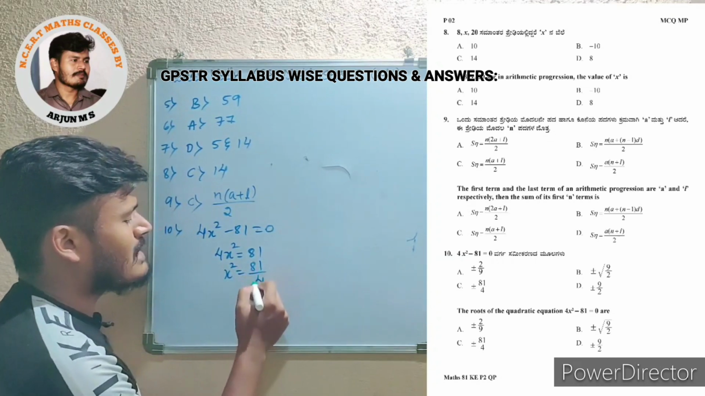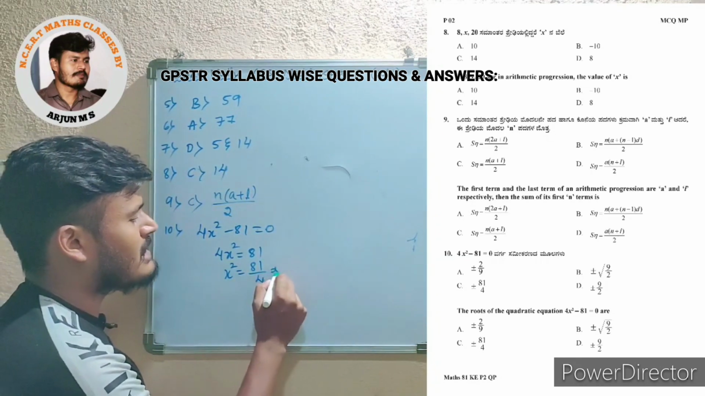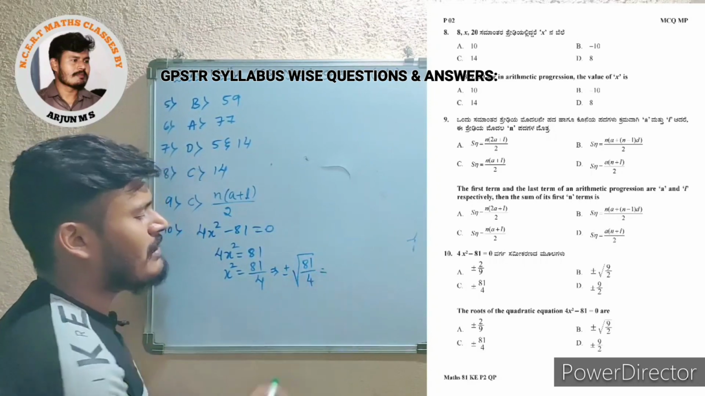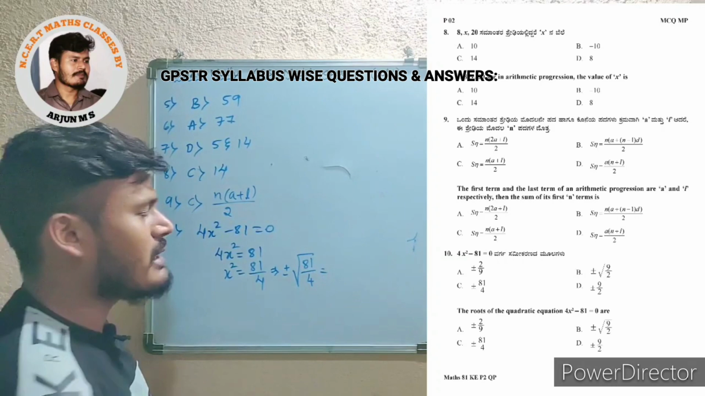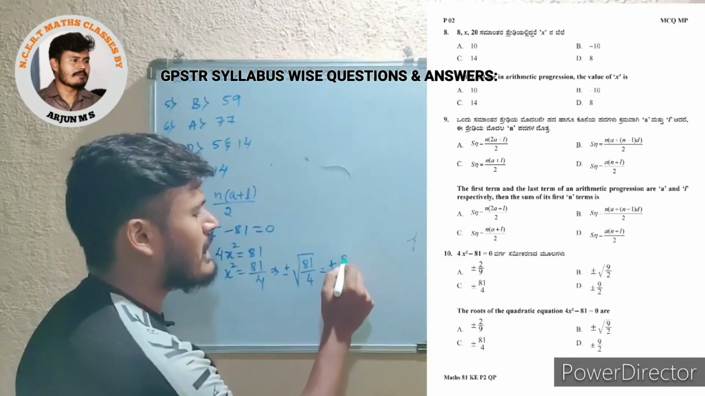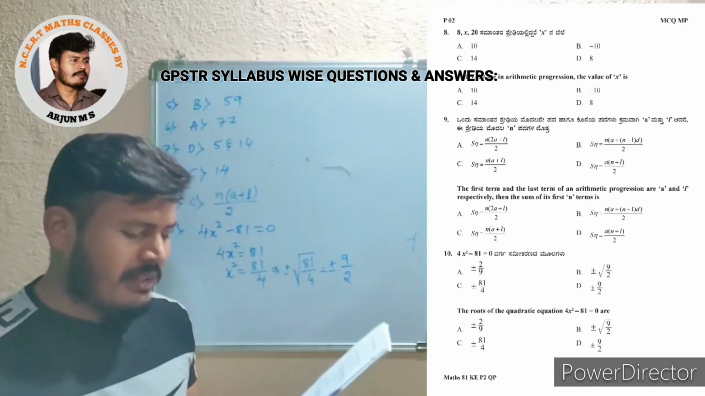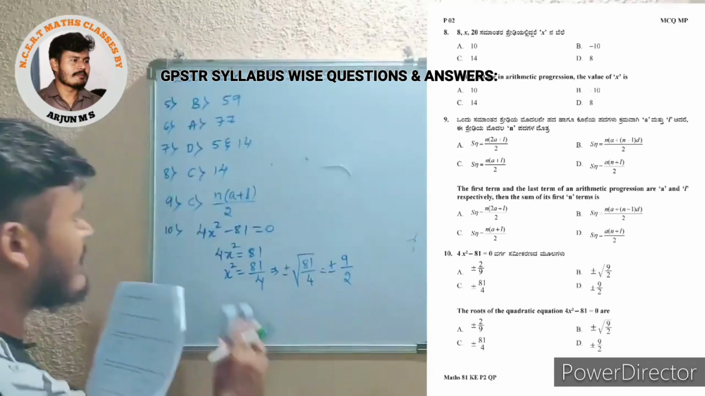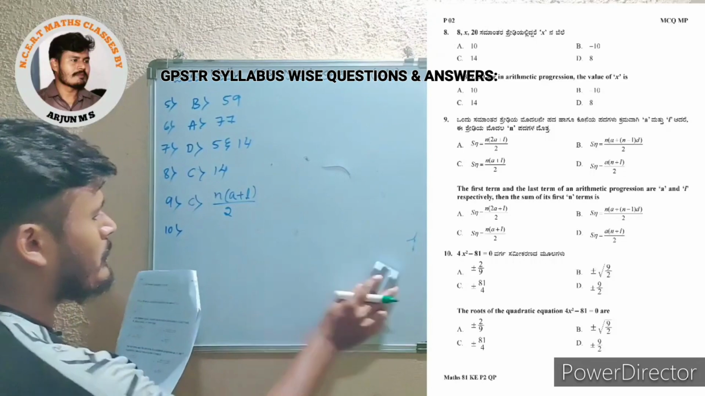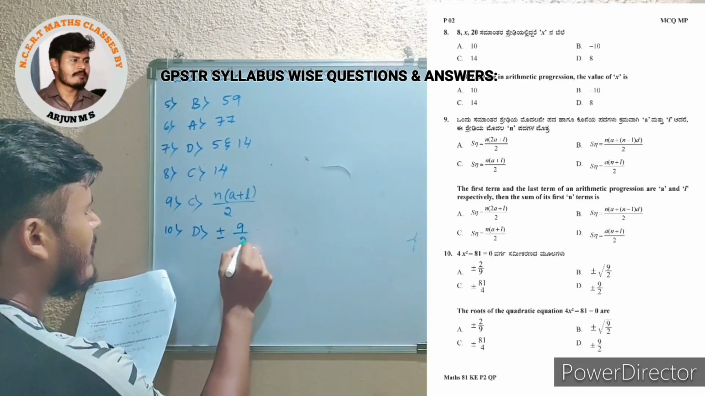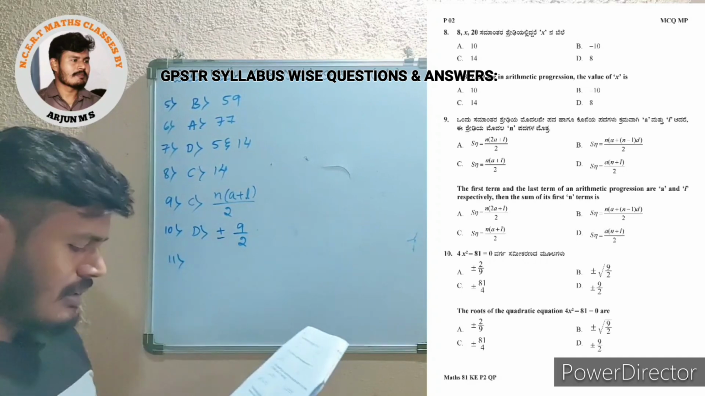So then what is the answer here? Transpose square root to RHS, we get plus or minus square root of 81 divided by 4. So 81 and 4 both are perfect squares whose square roots is plus or minus 9 divided by 2. So you just find out the answer here. Option D is correct, plus or minus 9 by 2. Plus or minus 9 by 2 is the right answer.